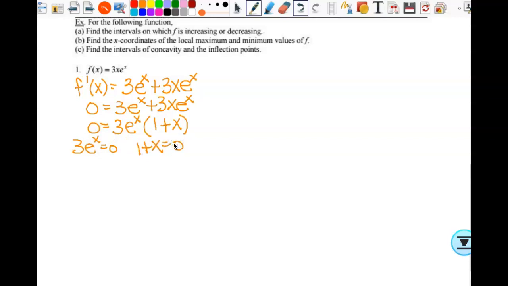When does 3 times e to the x equal 0? Never, because we know what it looks like, right? E to the x looks like this. 3e to the x, what kind of transformation is that? It's just a vertical stretch, right? So if a vertical stretch isn't going to change that, I can't make that equal to 0, so that's irrelevant. And then here I get x equals -1.